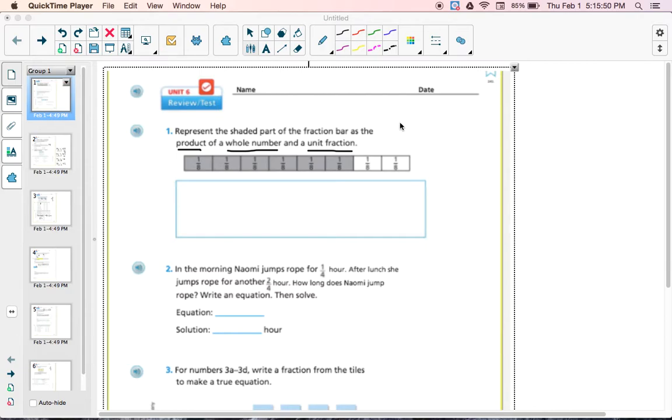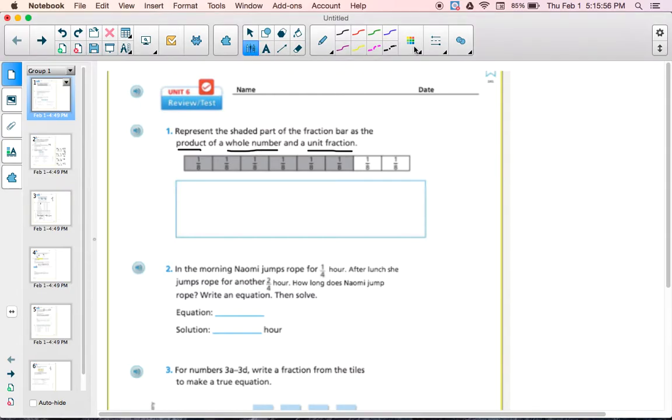Let's go ahead and take a look at the Unit 6 review. The first problem here says, represent the shaded part of the fraction bar as the product of a whole number and a unit fraction. All of those words are important. Product means multiplication. Whole number means a whole number. And a unit fraction, remember, has a numerator of 1.